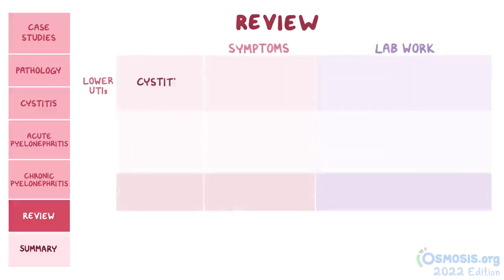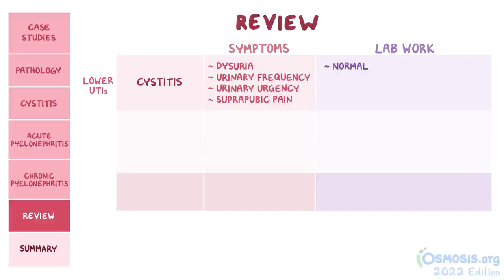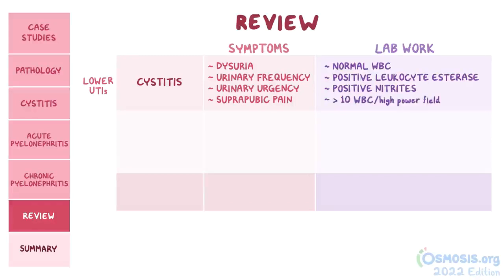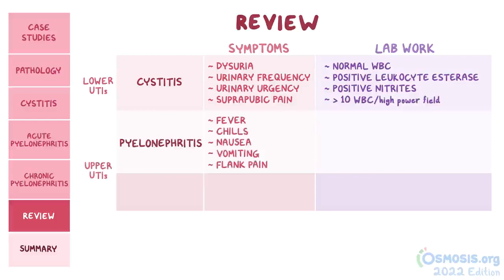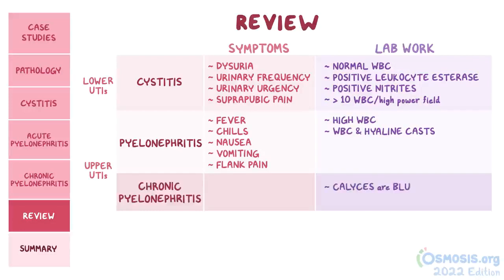Lower UTIs include cystitis, where symptoms are dysuria, urinary frequency, urinary urgency, and suprapubic pain. Lab work shows normal white blood cells, positive leukocyte esterase, positive nitrites, and more than 10 white blood cells per high-power field on microscopy. Upper UTIs include pyelonephritis, where symptoms include fever, chills, nausea, vomiting, and flank pain. Lab work here shows high white blood cells, along with white blood cell and hyaline casts in the urine. Recurrent episodes of acute pyelonephritis can lead to chronic pyelonephritis, where the calyces appear blunted on imaging, and on histology there's thyroidization of the kidney.